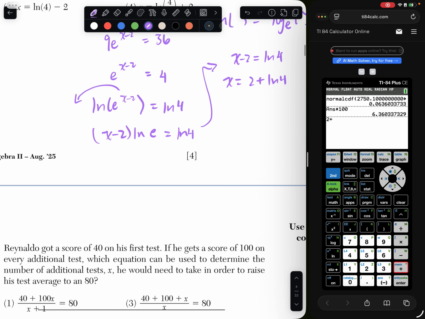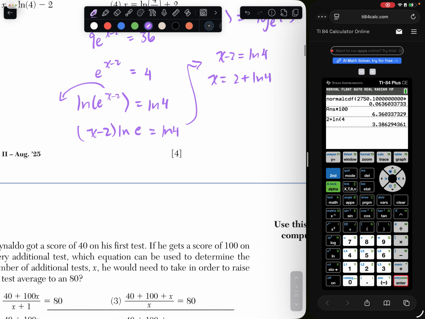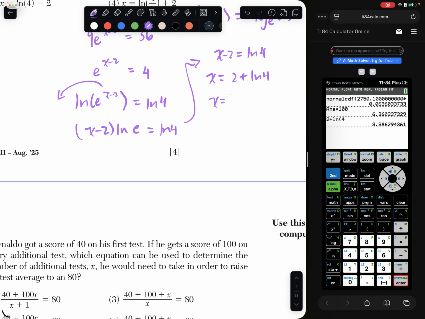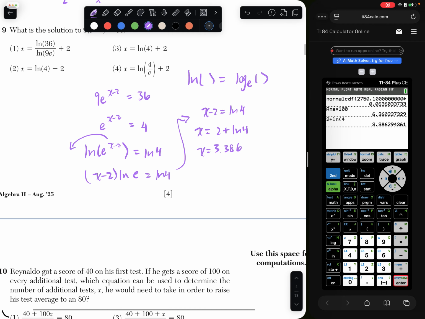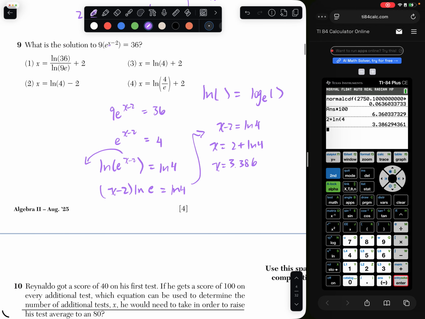So 2 plus ln of 4. And I get x is equal to 3.386. Oops. Just a little bit of handwriting. Oh. Okay, I lied. Do not need to plug it into the calculator. The answer is choice 3.